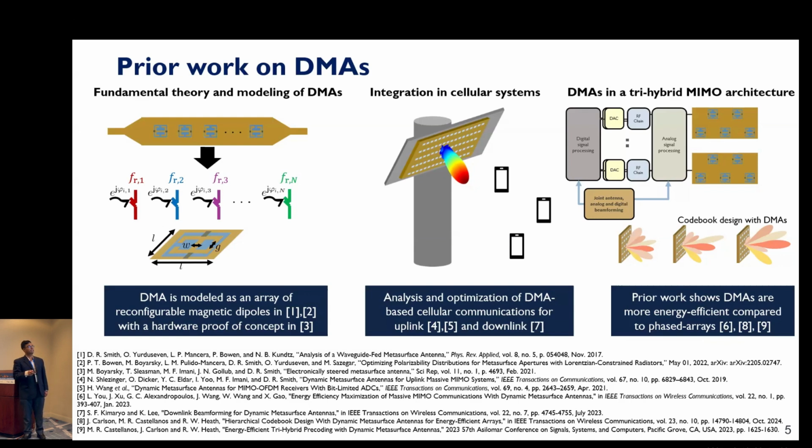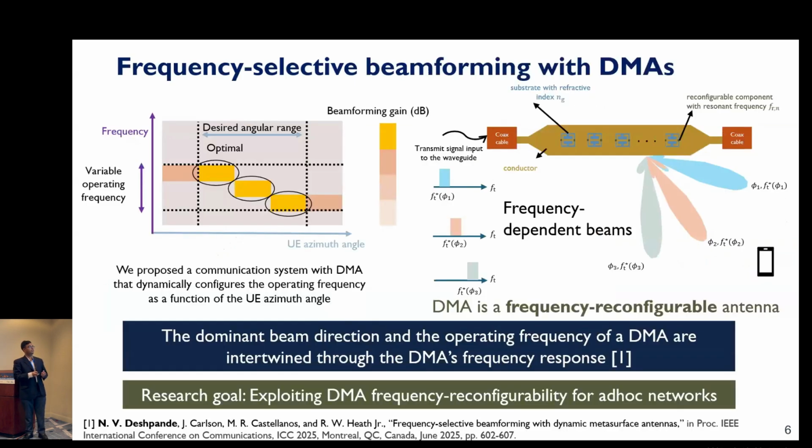And our group has recently been focusing on integrating DMAs in a tri-hybrid MIMO network where we have digital precoding, analog precoding, and a reconfigurable antenna paradigm with these DMA metasurfaces. Specifically, I will focus on this prior work which we presented recently at the ICC conference, where we focused on frequency selective beamforming with DMAs.